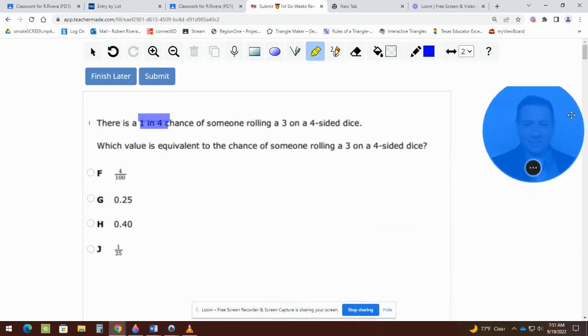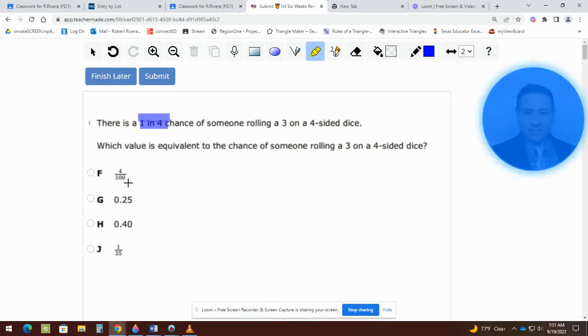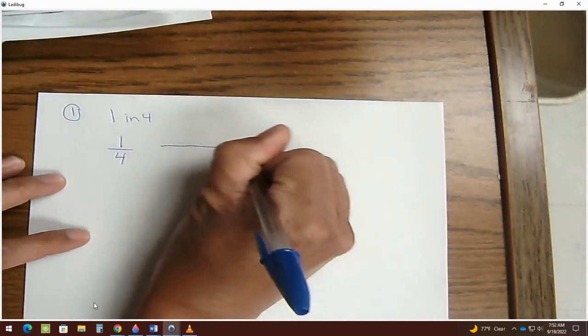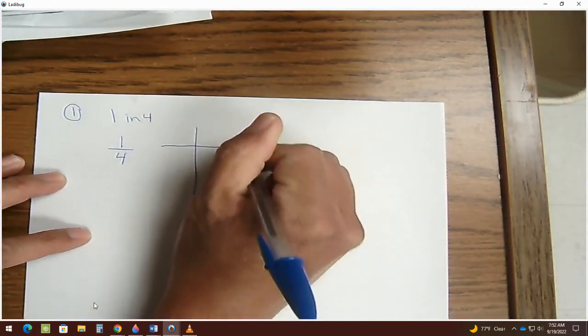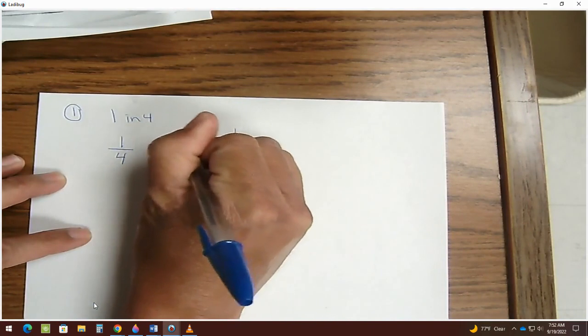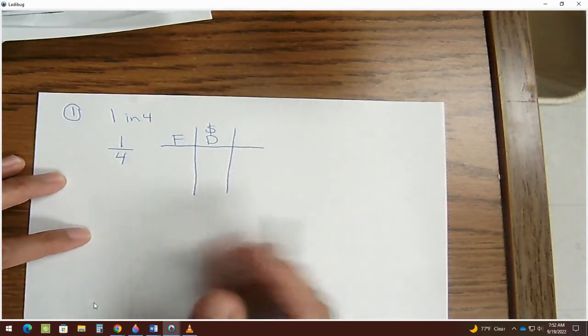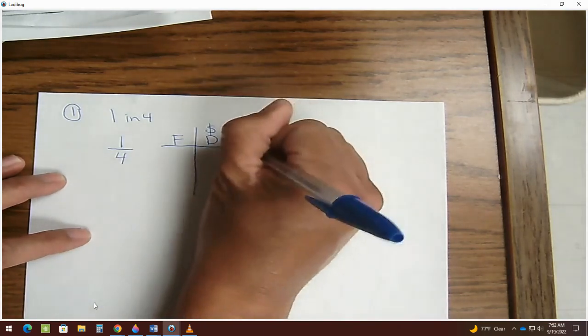So 1 in 4, and then I see that there's a fraction already. There's a decimal too, so obviously I'm going to change it to decimal, right? Because I see some decimals. So let me go back and say, okay, I need to change this to decimal. I'm going to go here, create my table, fraction to decimal. And the kids that really do all this work, they'll do fine on the test. Okay?